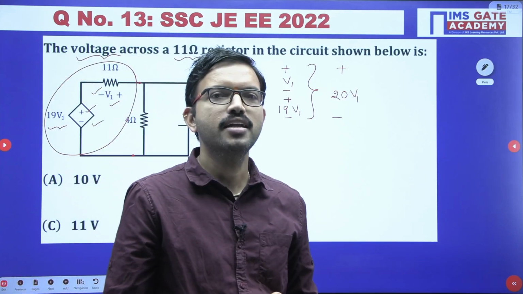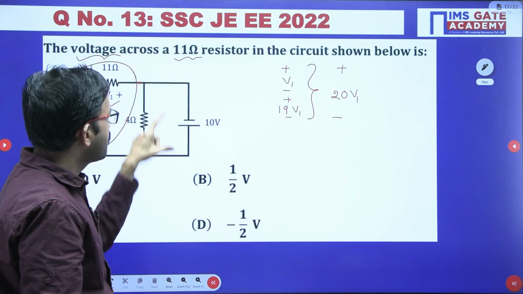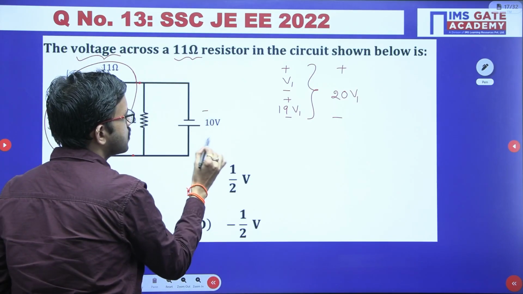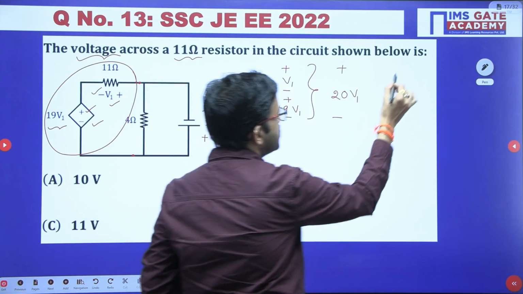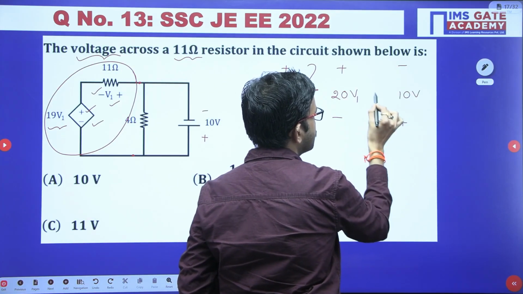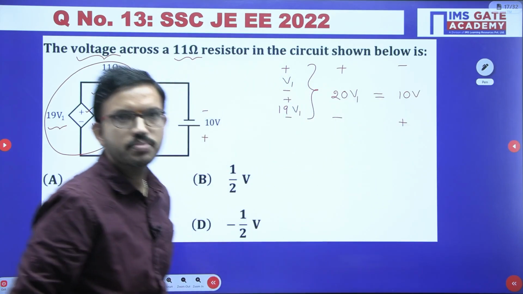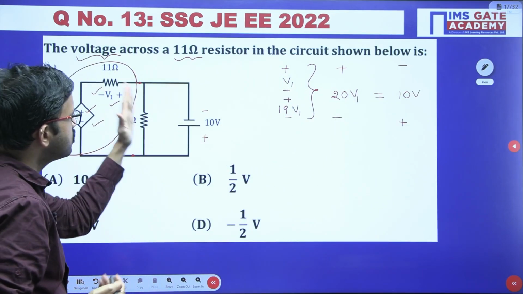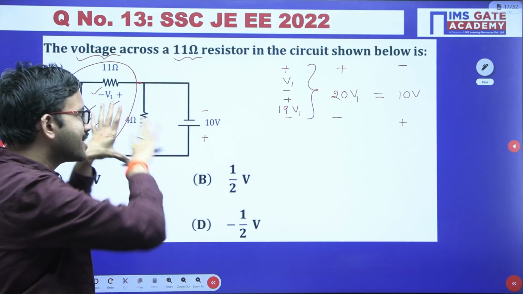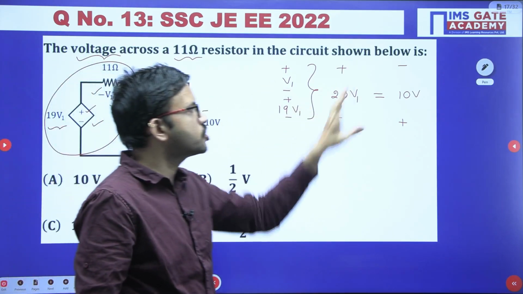Parallel. In parallel, voltage should be the same, yes or no? But here the voltage polarity is minus here, plus here, so I am representing minus plus 10 volts. This voltage and that voltage should be the same, because the 4 ohm resistor, this voltage source and this voltage are all connected in parallel. That's why in parallel the voltage should be the same.